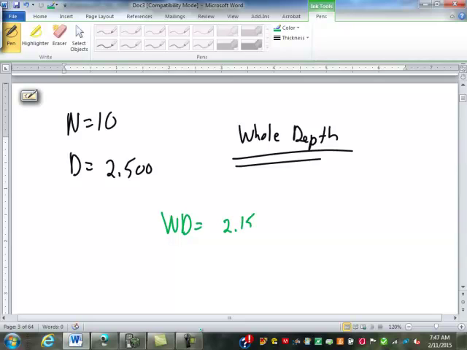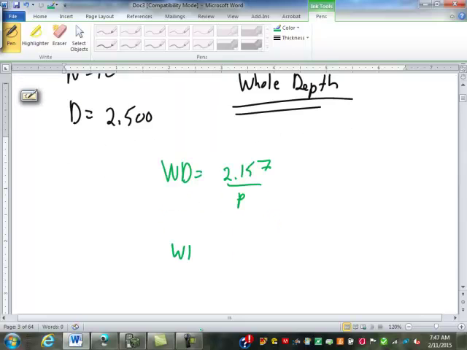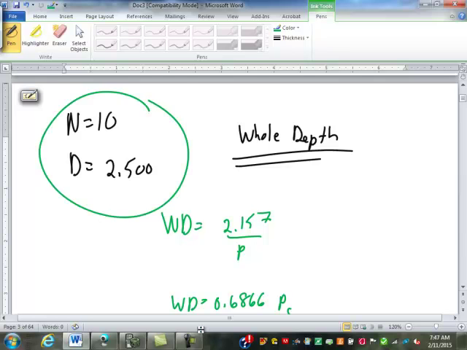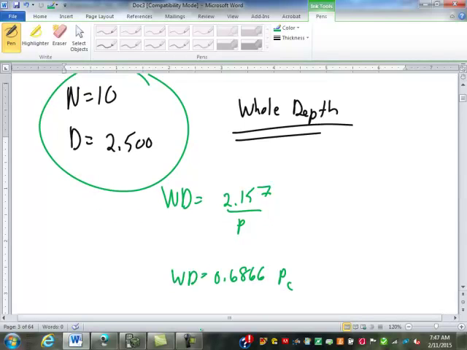We have the 2.157 over the pitch, or we could have 0.6866 times the circular pitch. The addendum and dedendum, we're not even going to worry about that one. We don't have the pitch or the circular pitch. So we look at the other information we have. We have the number of teeth and the pitch diameter. So let's look at the pitch and circular pitch. Circular pitch, if you flip back to 247, you can find the circular pitch from N and D.